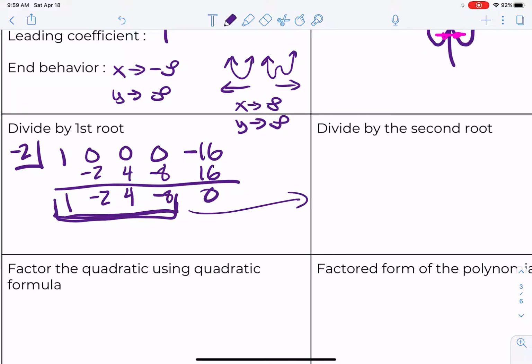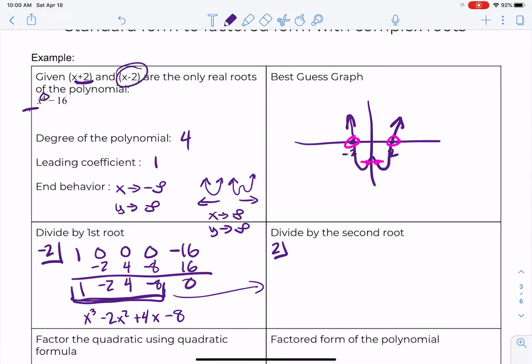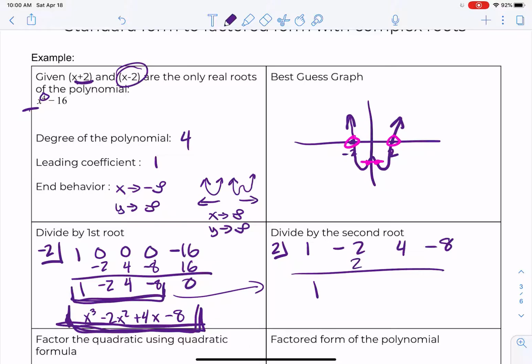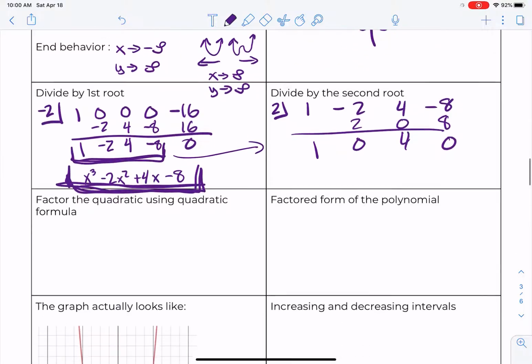Because what we just did was break our degree 4 down into degree 3. This is x cubed minus 2x squared plus 4x minus 8. So now I can use that. I'm going to divide by x equals 2. That comes from this factor, x minus 2. And I'm going to use this new degree 3 polynomial. So this is going to be 1, negative 2, 4, negative 8. 1, multiply, 2, 0, multiply, 4, multiply, 8. Look at that, exactly what we expected.